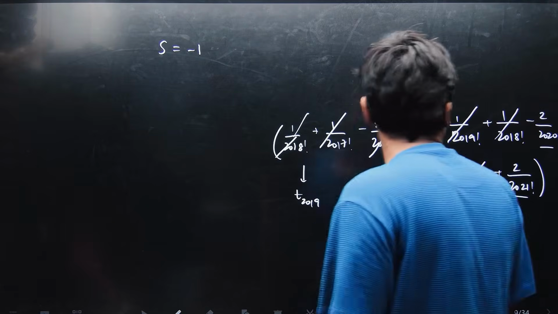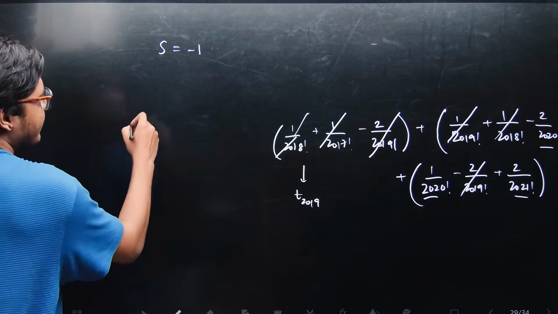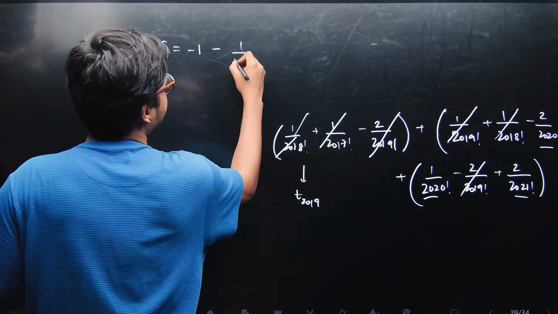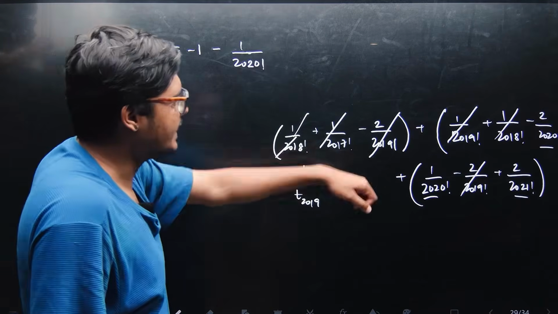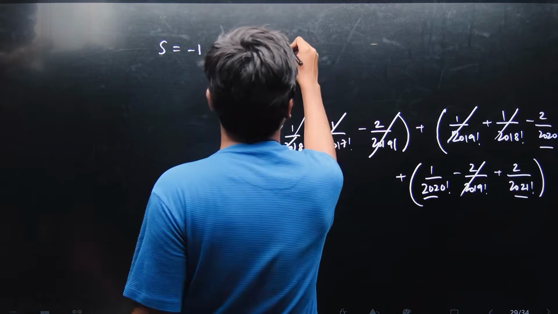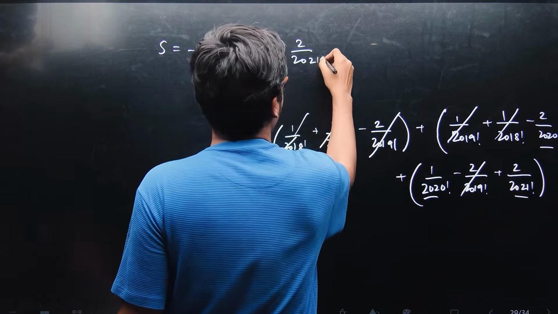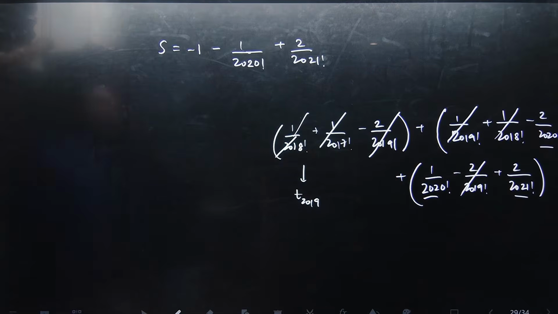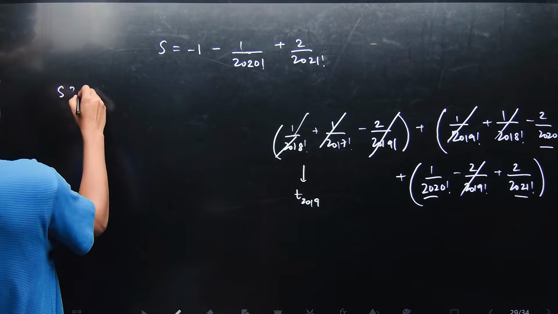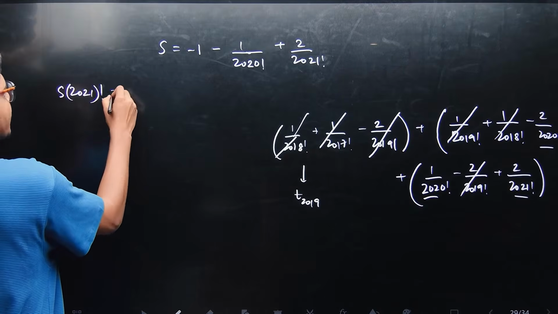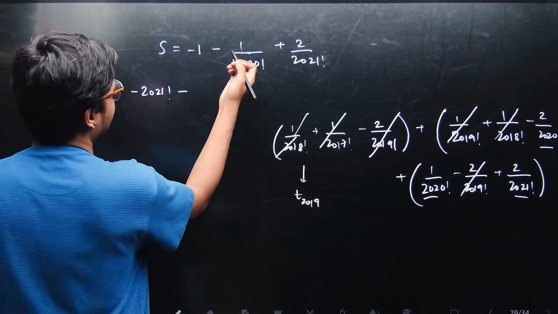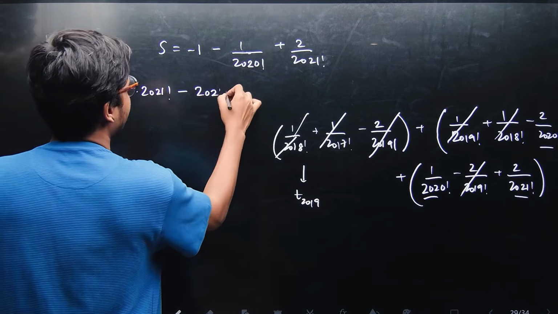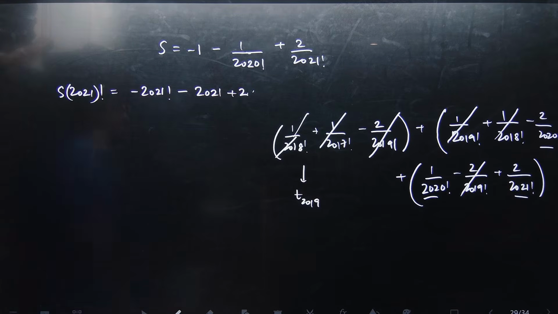So what does that give you? You'll get a minus 2 plus 1, right? So minus 1 by 2020 factorial, right? Plus 2 by 2021 factorial, right? These are the terms that are going to be left out. So if you look at s times 2021 factorial, that is going to be minus 2021 factorial minus 2021 plus 2, right? This is what you're going to end up with, right?